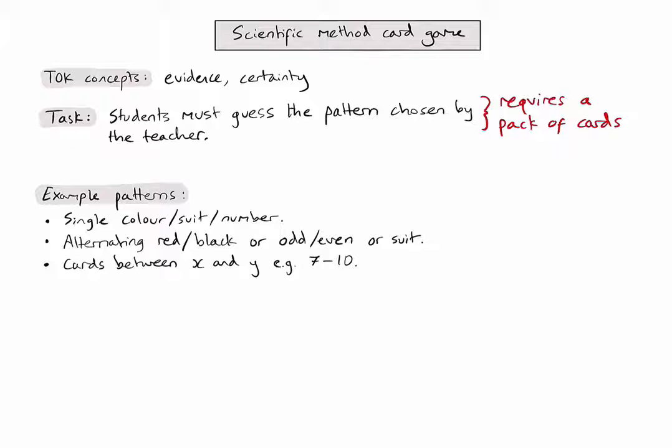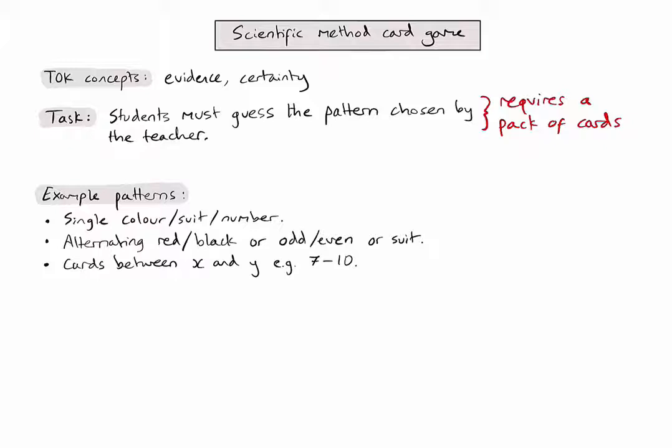You could go for alternating reds, blacks, odds, evens, or maybe rotating through the different suits. And you might start to make it more difficult in the second round by choosing a range of cards, perhaps between 7 and 10. Now, of course, you could complicate this by adding 2 rules at the same time, but for the sake of time, I would keep it to just 1.